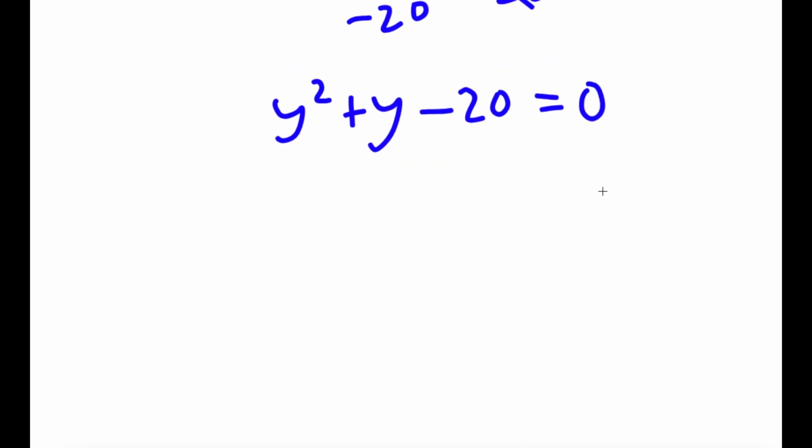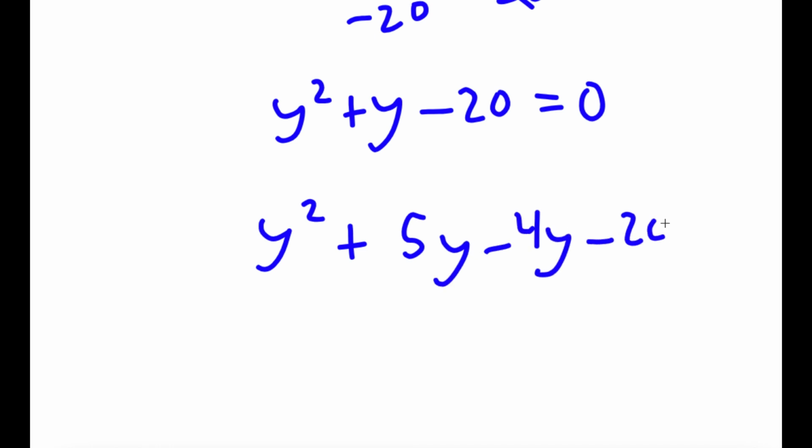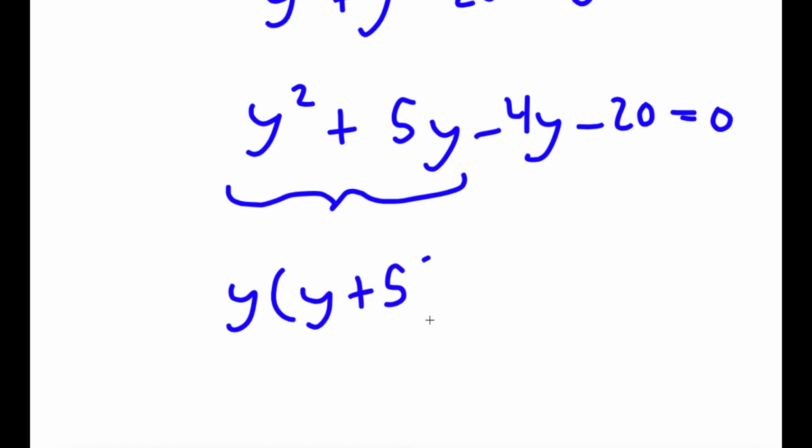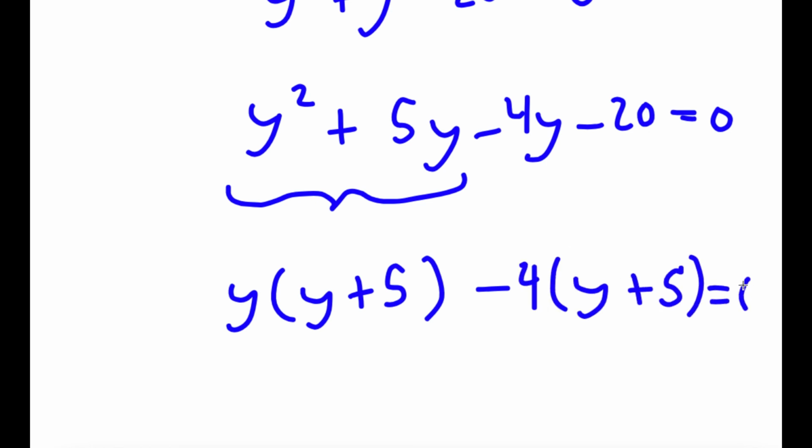So now all we have to do is simply factor this out. Y is the same thing as 5y minus 4y. So now I'm going to factor by grouping. So first, from here, y squared plus 5y, I'm going to factor out y. So I get y times y plus 5. Minus from 4y minus 20, I'm going to factor out negative 4. So I get negative 4 times y plus 5 is equal to 0.